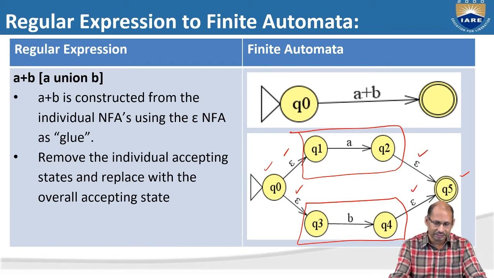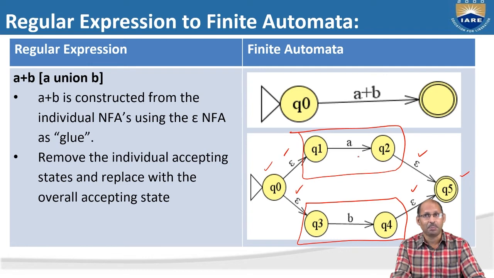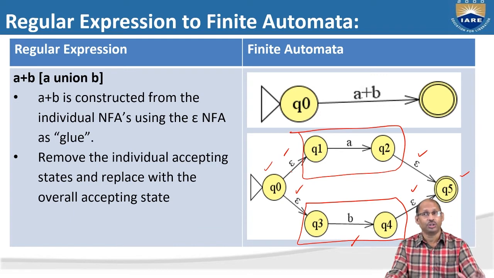Here, this is finite automaton 1 representing A, and this is the finite automaton representing B. Q3 on B goes to Q4, and Q1 on A goes to Q2. These two finite automata we are connecting with initial state Q0 and final state Q5 using epsilon transitions. So Q0 on epsilon goes to the initial states of the first finite automaton and the second finite automaton.